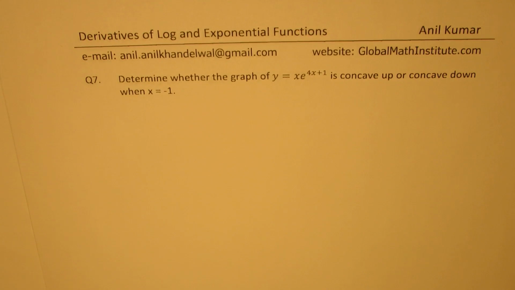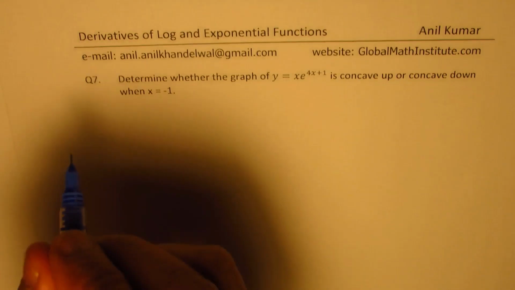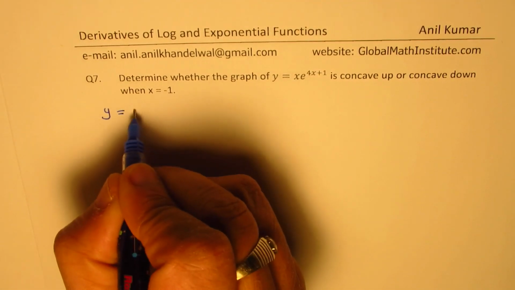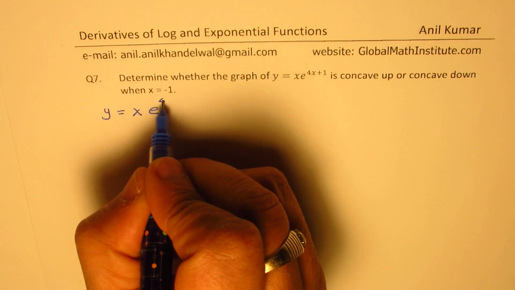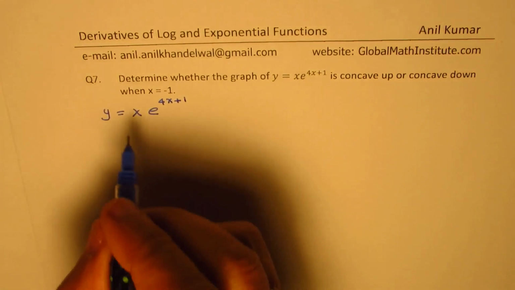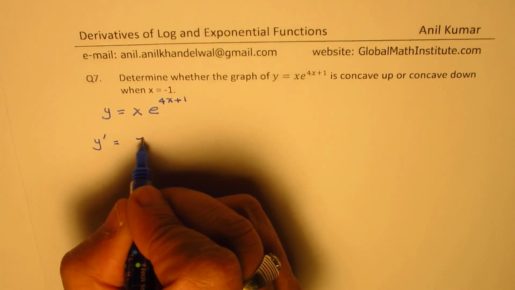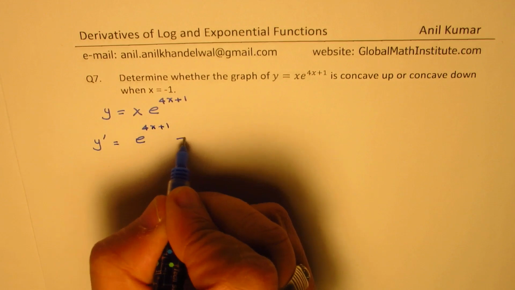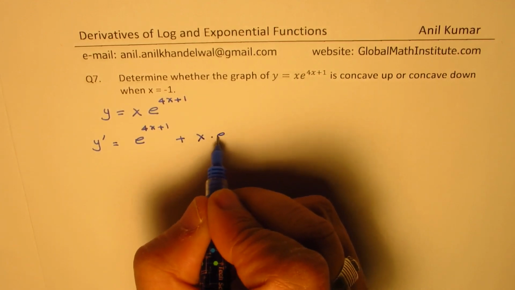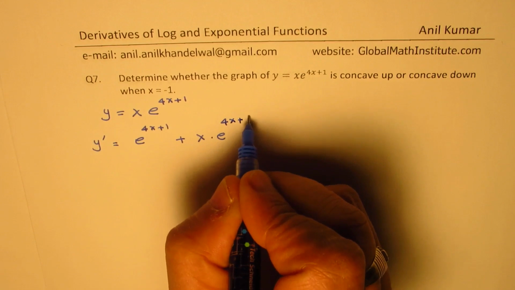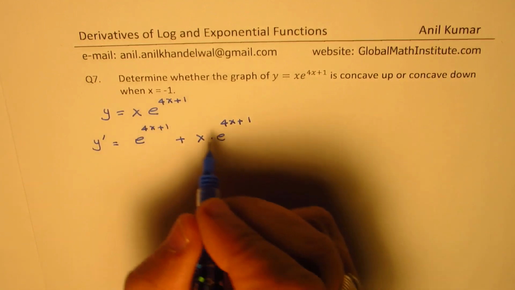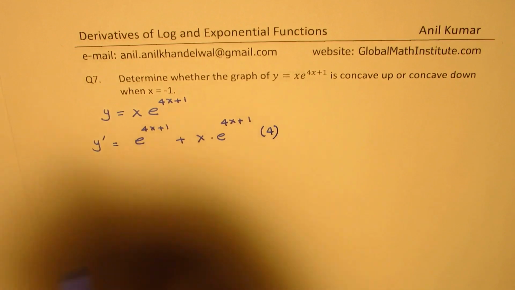Question number 7. Determine whether the graph of y equals x e to the power of 4x plus 1 is concave up or concave down when x equals -1. So we are given the function y equals x e to the power of 4x plus 1. The derivative of this function, applying the product rule, is e to the power of 4x plus 1, plus x times e to the power of 4x plus 1 times 4, the derivative of the exponent.